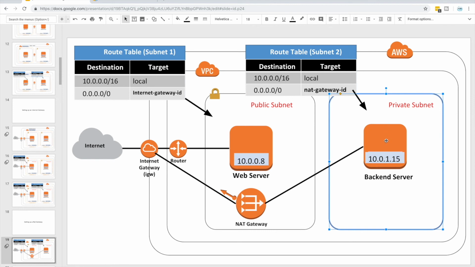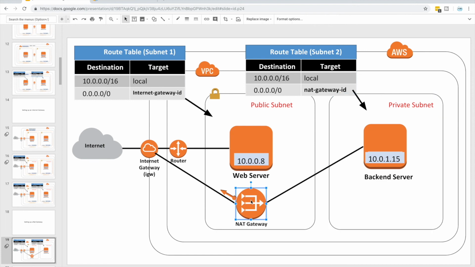But it does not have any connection to internet. So how can we make this backend server connect to the internet and get the database updates, while any of the resources from the outside internet cannot directly access the backend server? That is made possible by a NAT gateway.